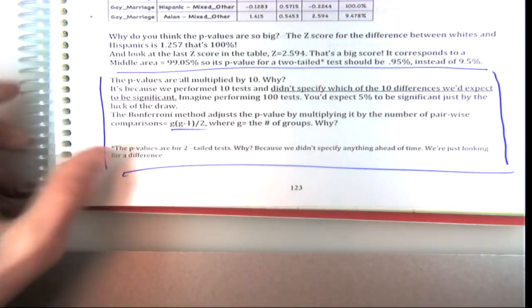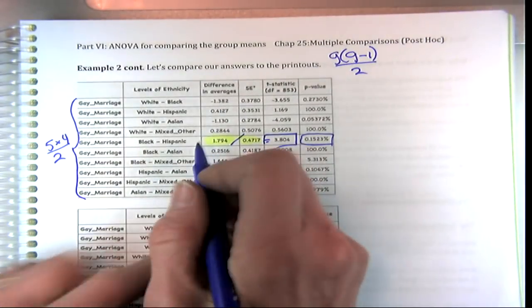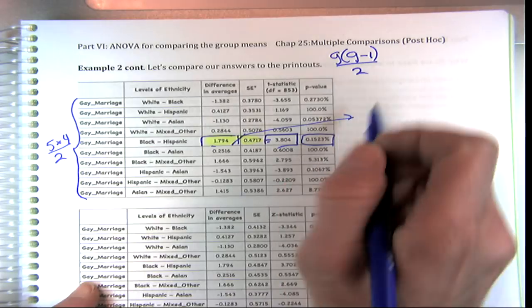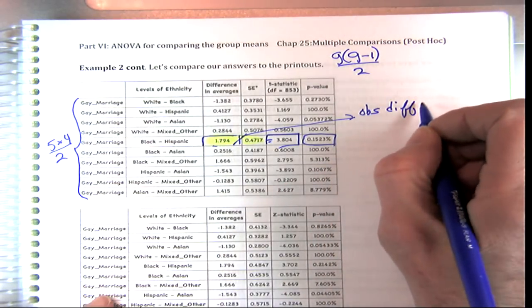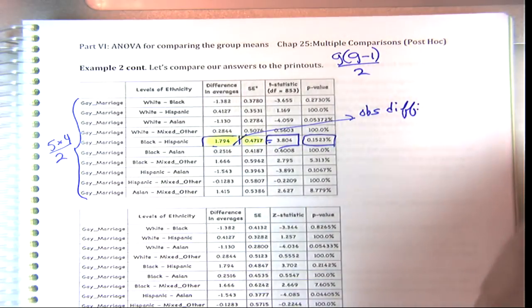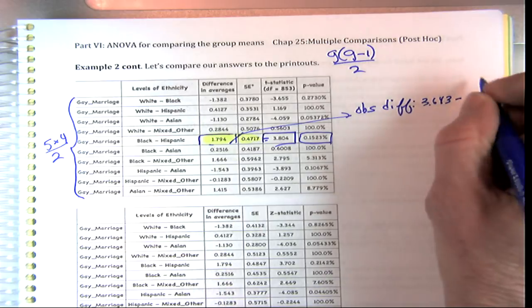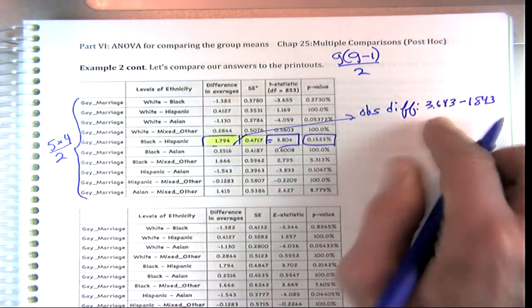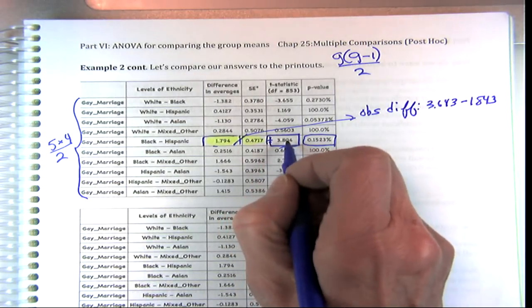All right, so just to remind you, let's just do this again. How did we get all this? We got this observed difference right here. This I think you know, but we'll write it down. We got this observed difference because it was just the difference between the two averages. That was 3.643 for blacks minus 1.843 for Hispanics.